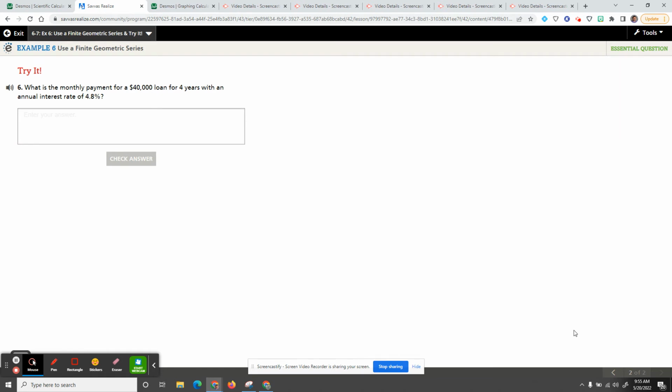All right, so here's an example. It's just different numbers, but the exact same setup. So take out a $40,000 loan. You're paying it back over 4 years. And the annual interest rate is 4.8%.